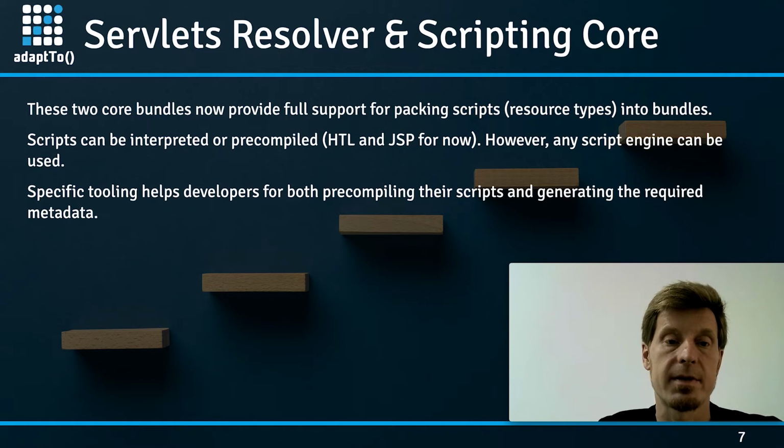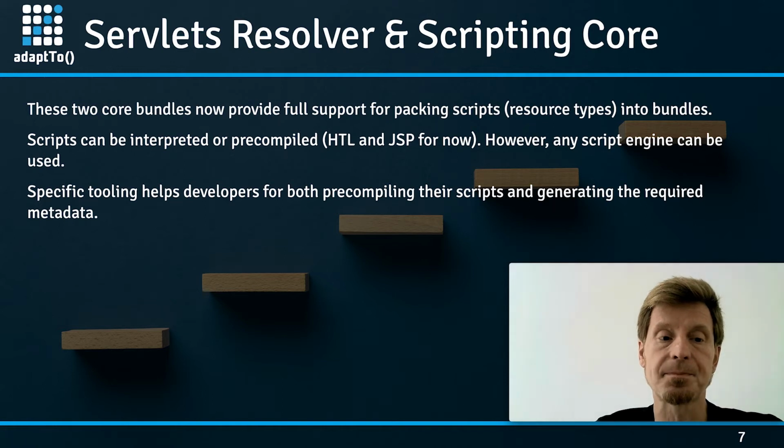So regarding the current state, we integrated our approach into the Sling servlet resolver and the Sling scripting core. Together, they provide full support for packaging scripts, or in other words, resource types, into bundles. The scripts themselves can be interpreted or precompiled. At least that's true for HTL and JSP, where we implemented it. Theoretically, there's no reason that you couldn't implement it for other scripting engines, but for now, that's the tooling we support. And we created special tooling to help you to create these kind of bundles.